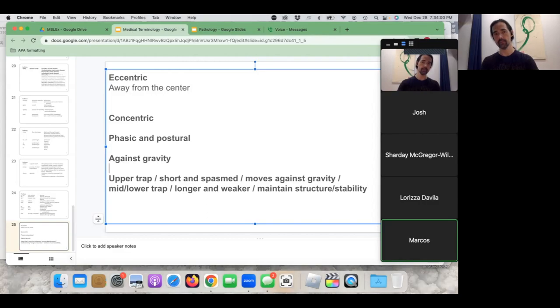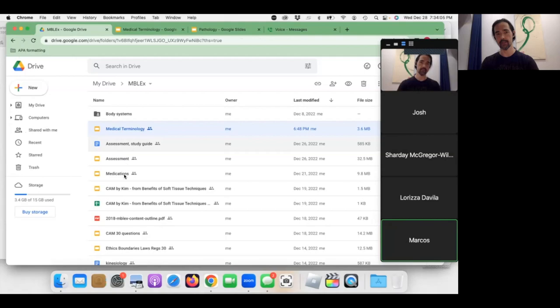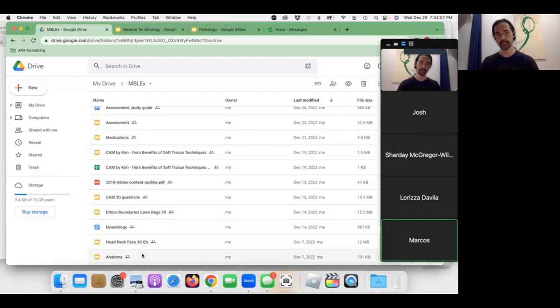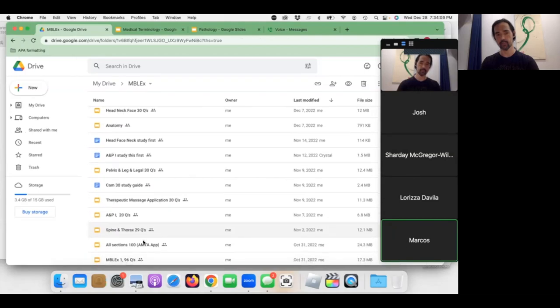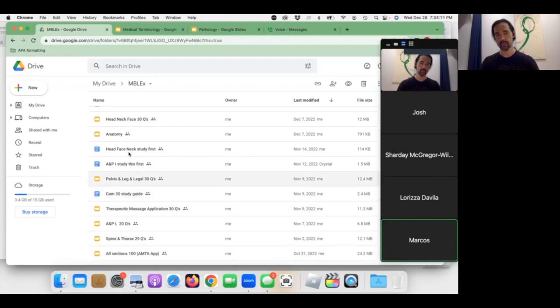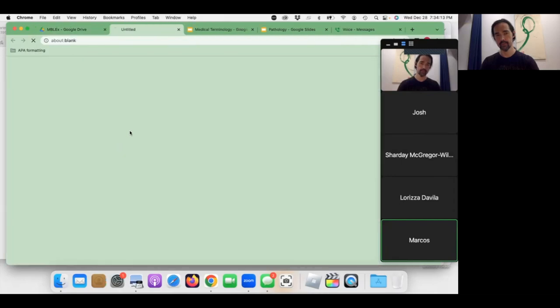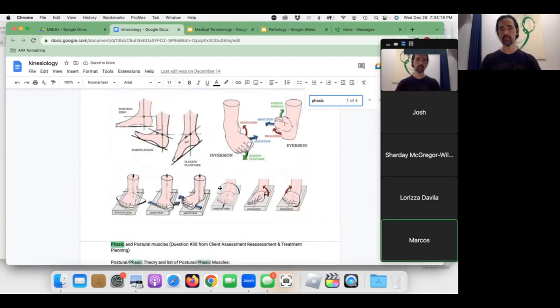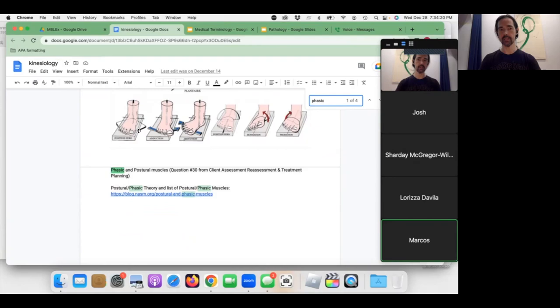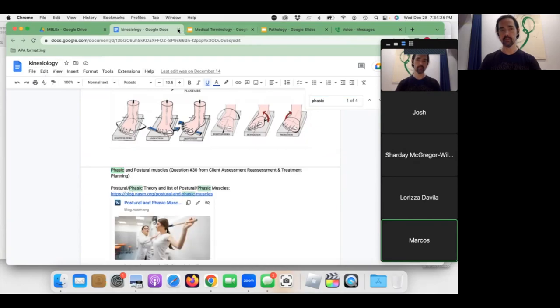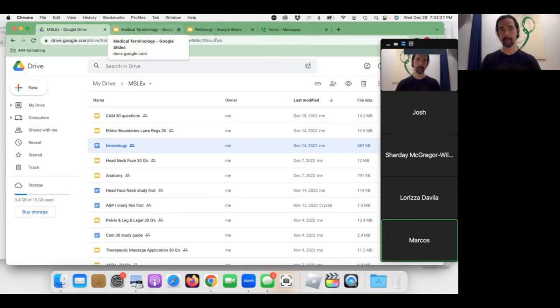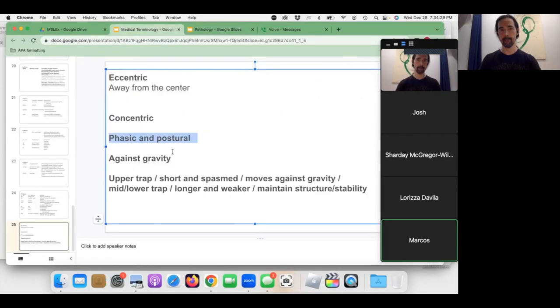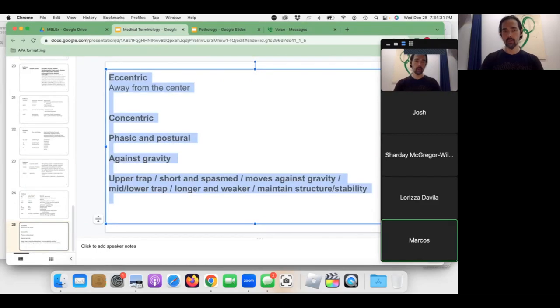Guys, go review those phasic and postural muscles. You guys remember where that is? That's in the kinesiology section right here. All right, let's see.